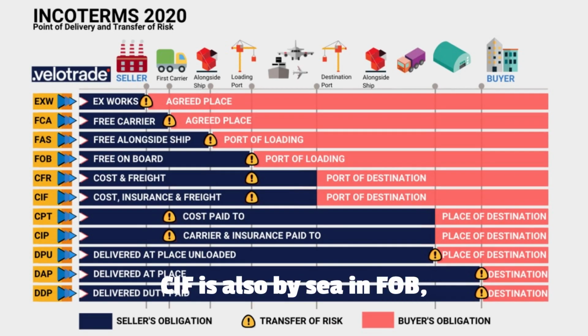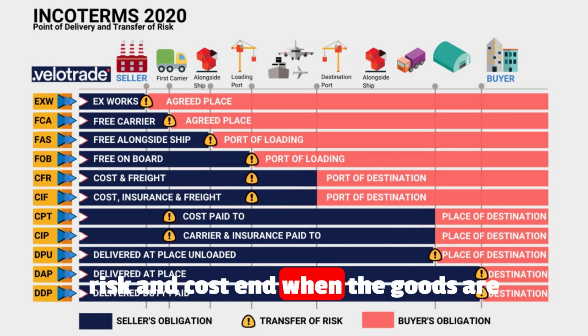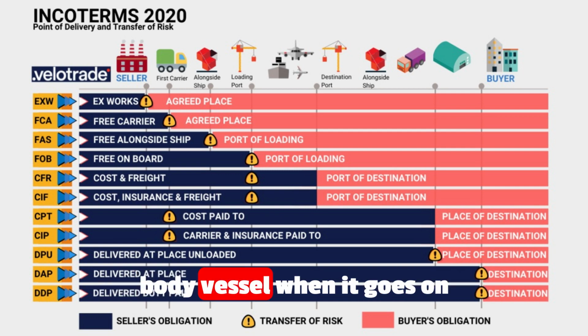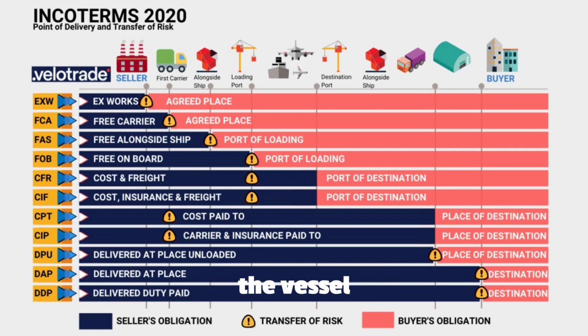In FOB, my risk and cost end when the goods are on board the vessel. Remember, in FAS, my risk and cost end when the goods are at the port of loading at the ship side. But in FOB, my risk and cost end when the goods are on board the vessel.